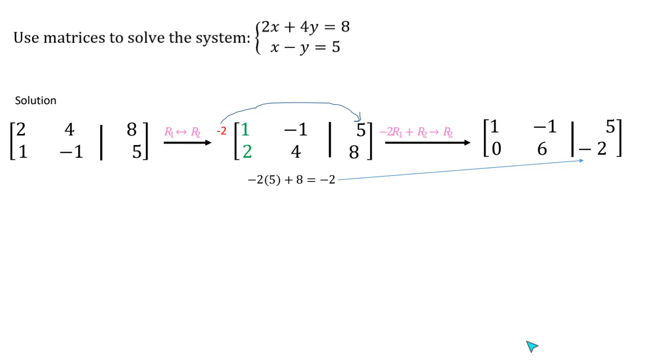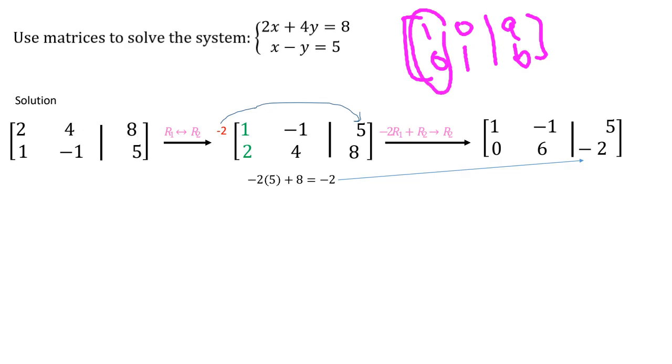Okay, so now if we compare, let's check where we're at with our goal. Okay, so we already did this. We have a 1 and a 0. The next step is let's make this diagonal a 1 as well.